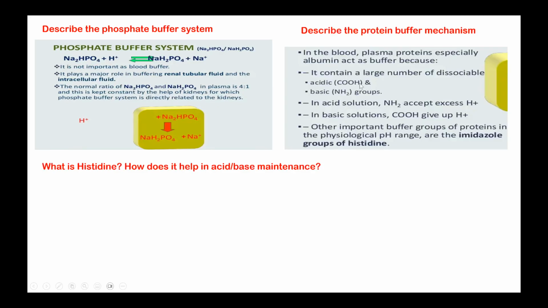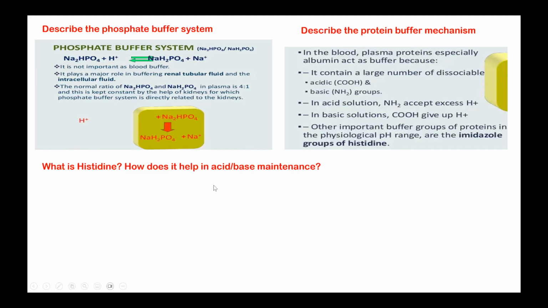and they have both acid groups and amine groups or basic groups in them. Whenever acid is in excess in solution, the amine group will combine with it and become NH3. Whereas in a basic solution, it will join with the carboxylic acid, and that will give up the hydrogen. So it will give up the hydrogen if there is an alkaline nature. The imidazole ring of the histidine group is the most important buffer in the proteins.